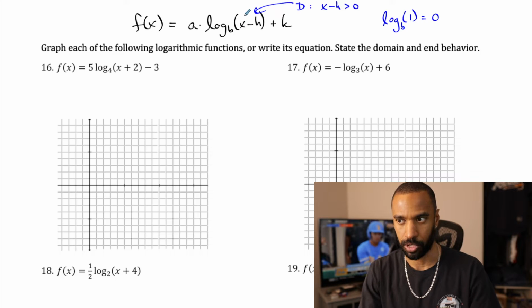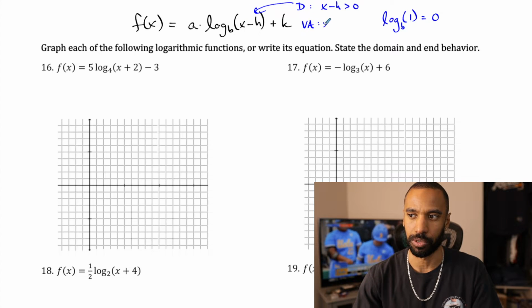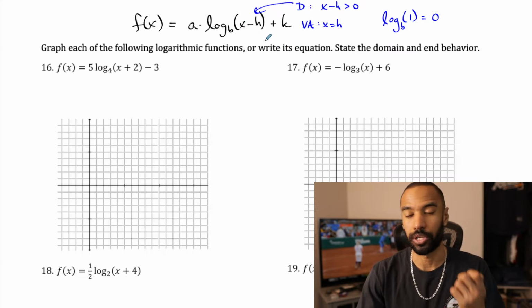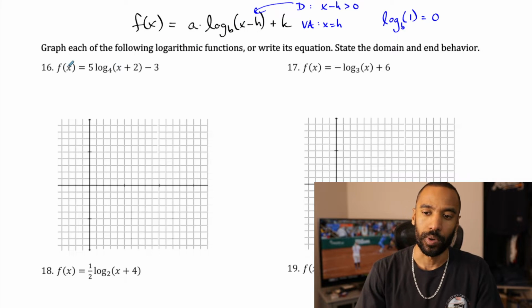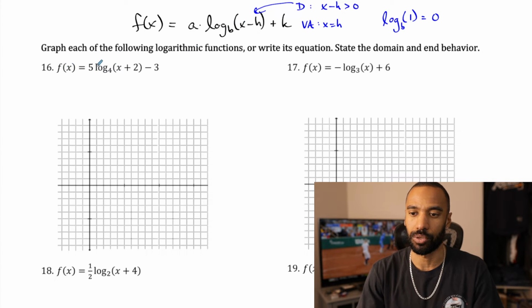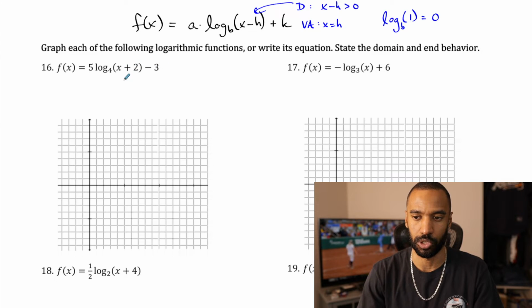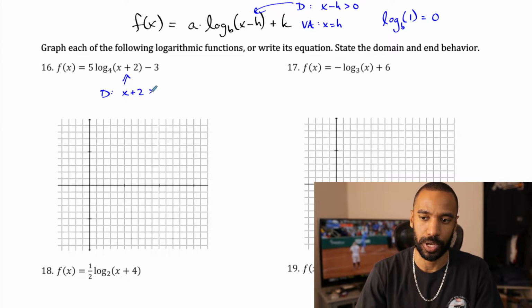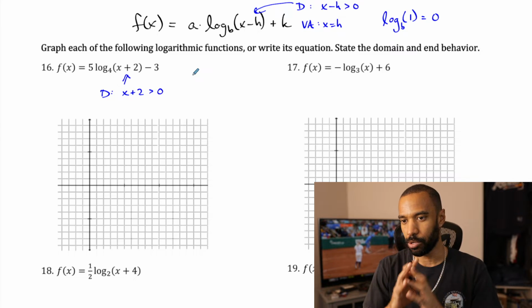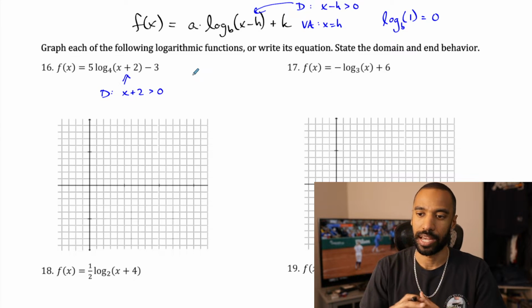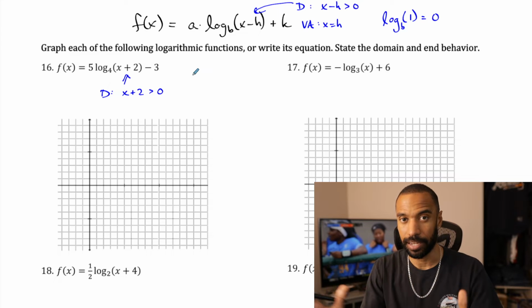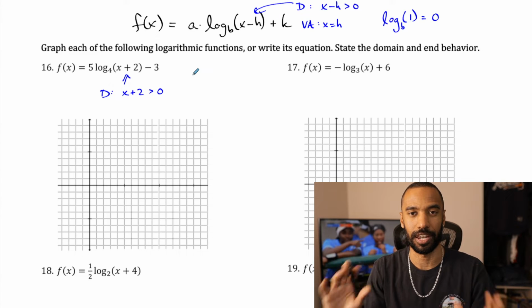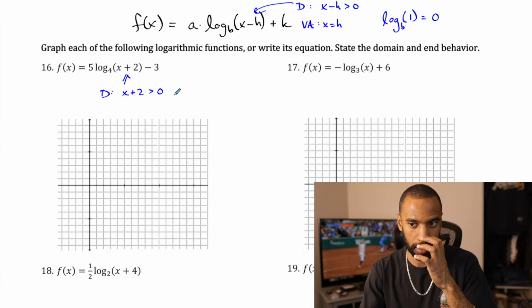So the first thing I'm going to talk about is the horizontal translation because I want to talk about the vertical asymptote. Your vertical asymptote occurs at x equals h because that is where you're restricted on your domain. When you look at number 16, f of x equals 5 times log base 4 of x plus 2 minus 3, the domain here is that this x plus 2 has to be greater than 0. The thing you plug in for x needs to be such that when you take the log of that inside value, it's still a positive number. That's the only way that you can get actual numbers out from it.